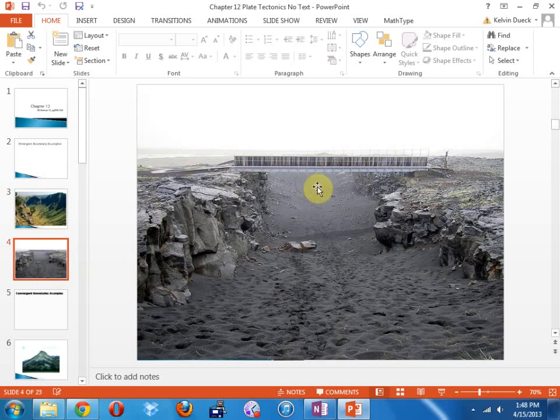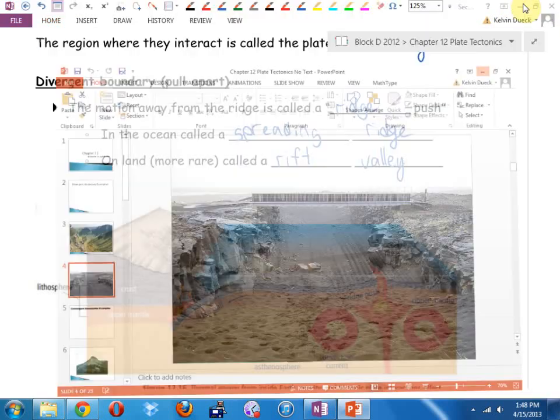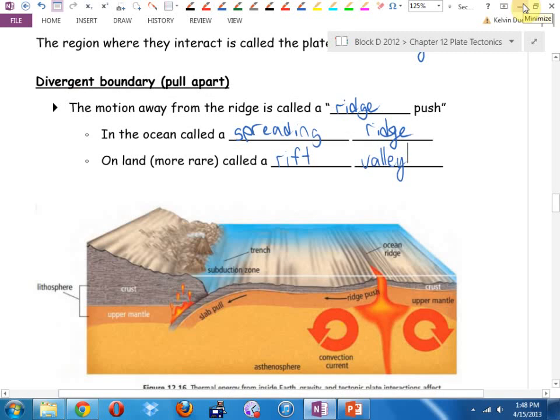Here is another example of a rift valley. I don't have any from under the ocean because you don't get good pictures down there. There is a very famous one, the Mid-Atlantic Ridge. It's an area that's being slowly pulled apart. So we're talking right here.